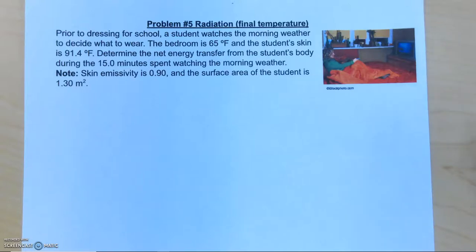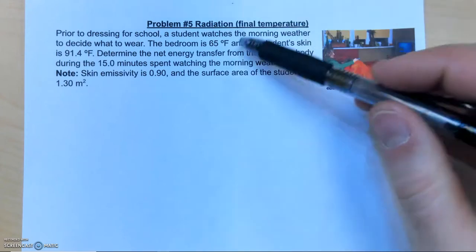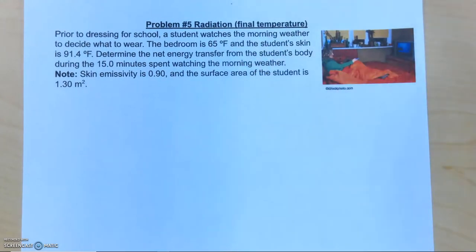Problem 5, radiation. Prior to dressing for school, the student watches the morning weather to decide what to wear. The bedroom is 65 degrees and the student's skin is 94 degrees Fahrenheit. Already that's kind of stinky because we have to convert that. Determine the net energy transfer from the student's body during the 15 minutes spent watching the morning weather. Note, the skin's emissivity is 0.9 and the surface area of the student is 1.3 meters squared.